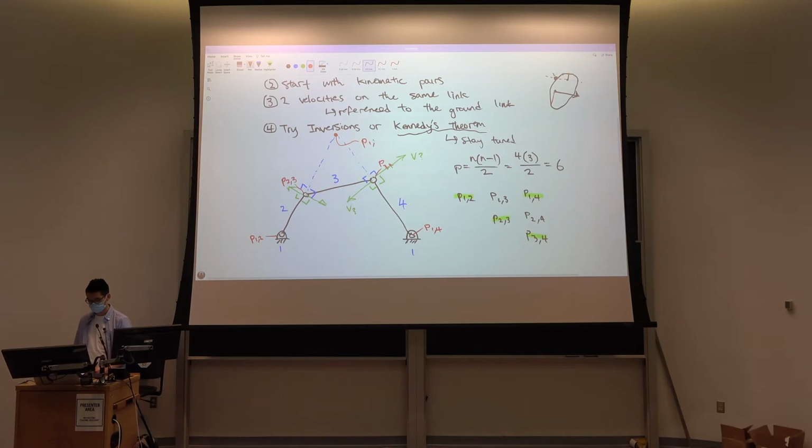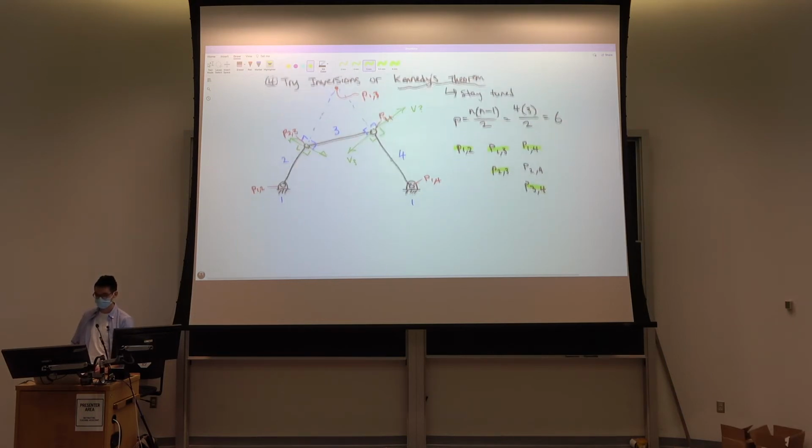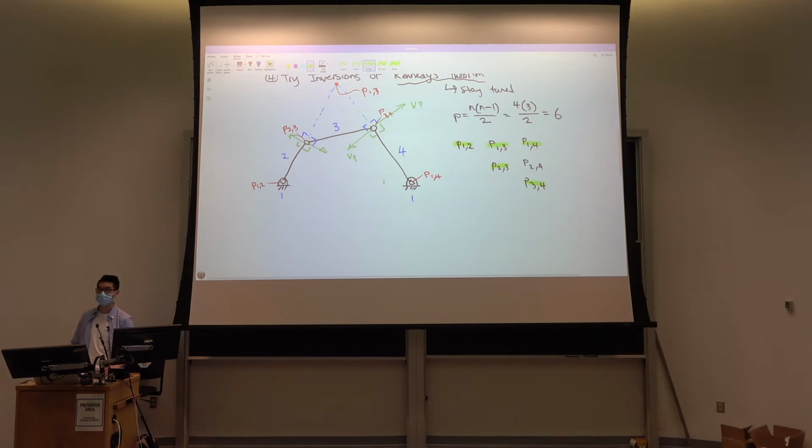So the intersection of those 2 lines is P13, right? Because we now know the velocity of 2 points on link 3, or at least the direction of them. And that's all relative to ground. So that's why it's the instance center between 1 and 3, P13. So let's highlight that. We're done with P13. Any questions about this? Yeah?